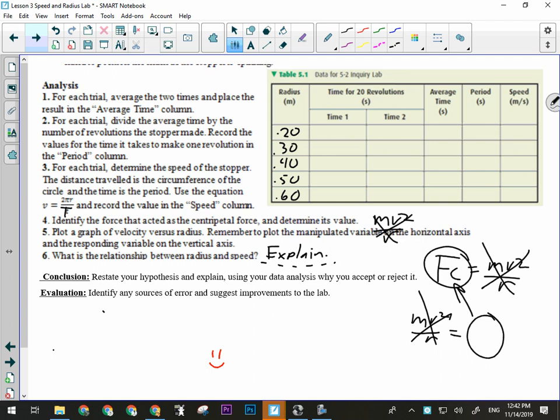For number 5, plot a graph of velocity versus radius. So get a Google Sheet. I didn't provide one this time. You can just make one. Remember the first column is your manipulated variable. Second column, your responding variable. Build the graph. And then number 6, what's the relationship between radius and speed? Explain. Make sure you explain your answer. All right, then conclusion and evaluation, same as it's always been. Questions on what we're doing? Okay, so get together with your group, come up and grab the equipment you need, 1 box of weights, one of the circle things.